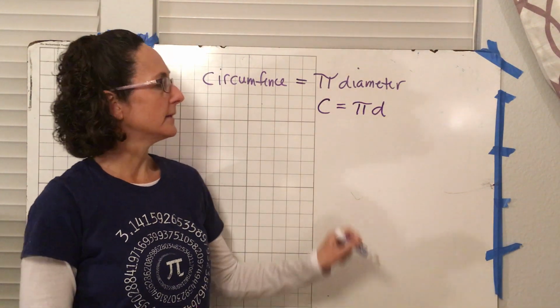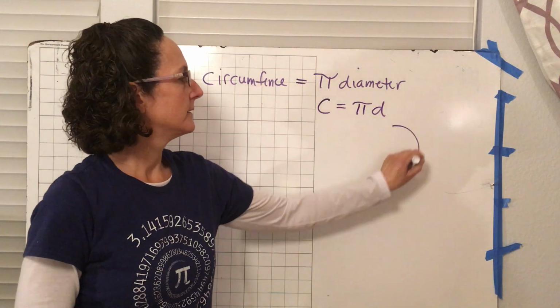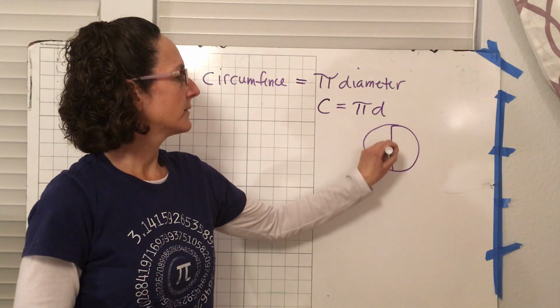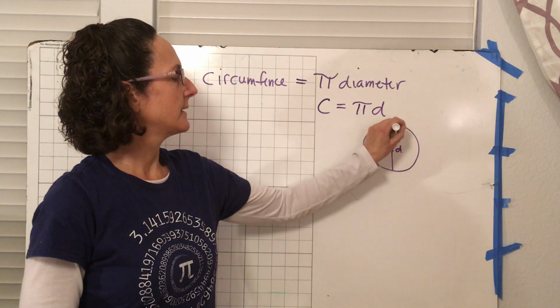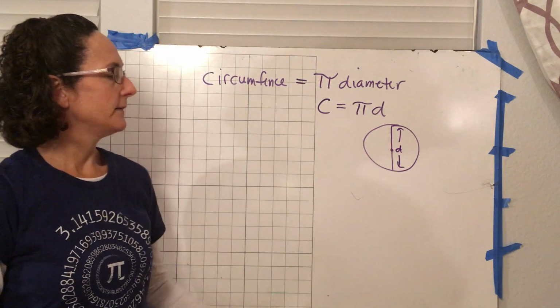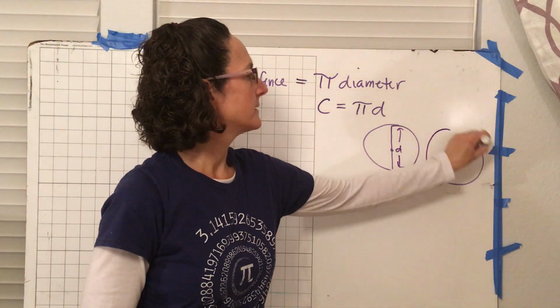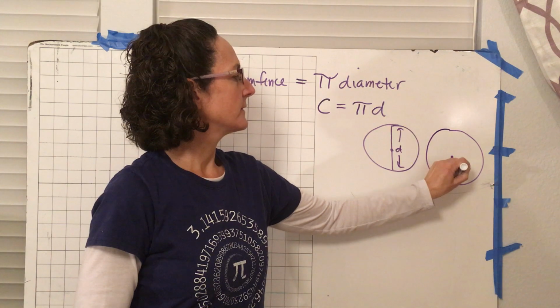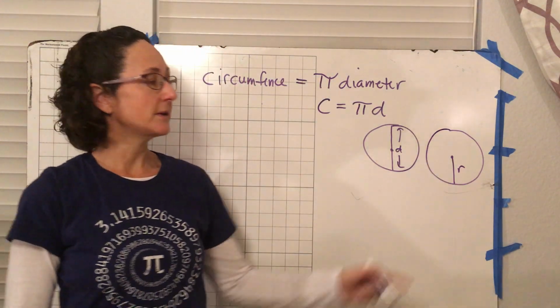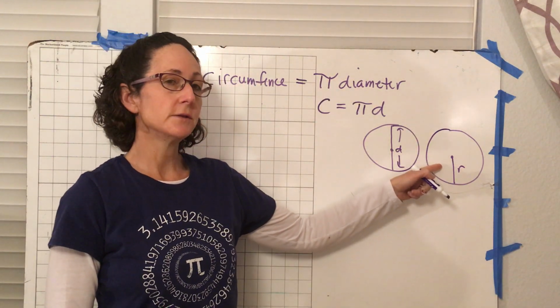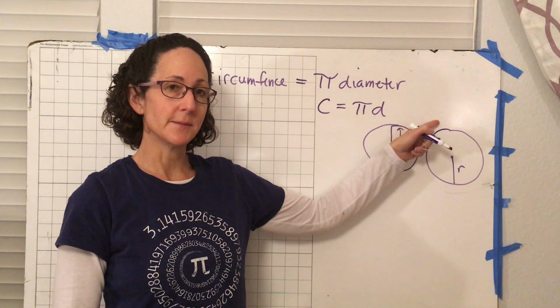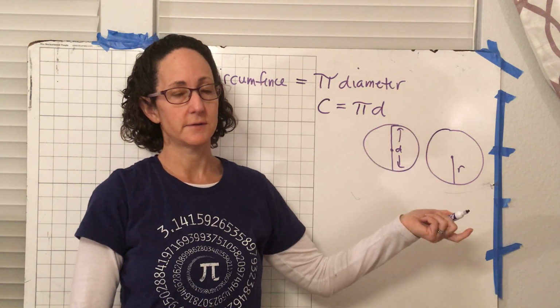Remember that a diameter is all the way across the circle. This is the diameter. And a radius is halfway across the circle, like this. So sometimes I'll give you a radius. The first thing you do is find the diameter by doubling it, then find the circumference.